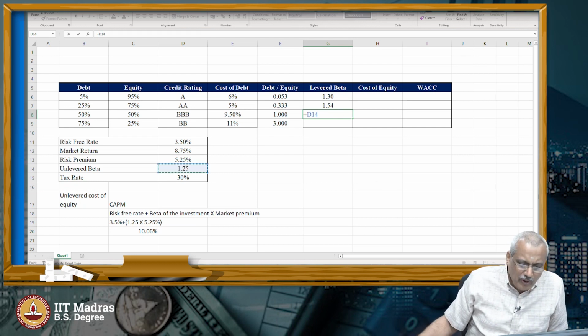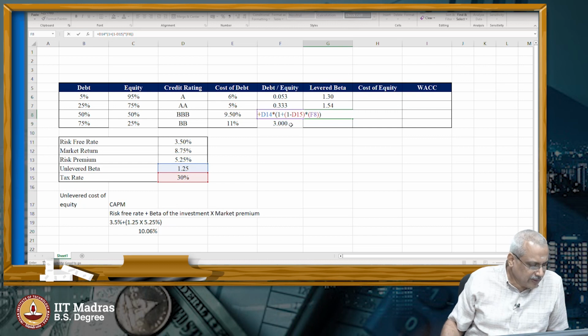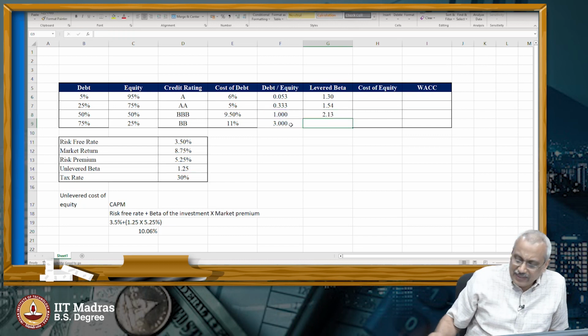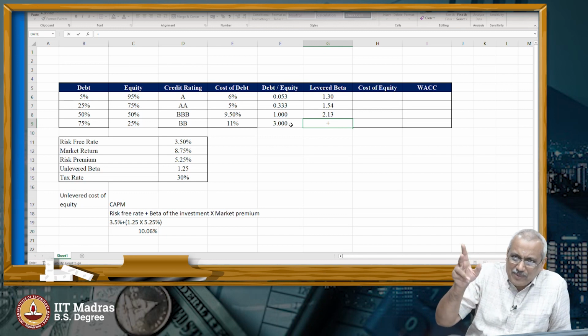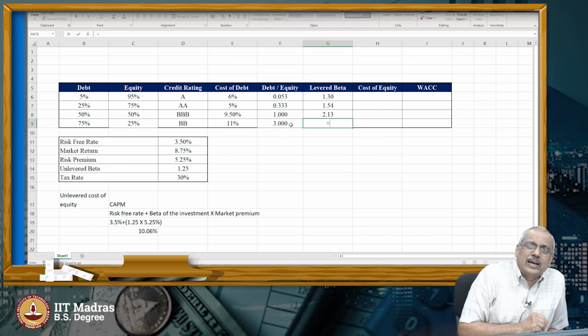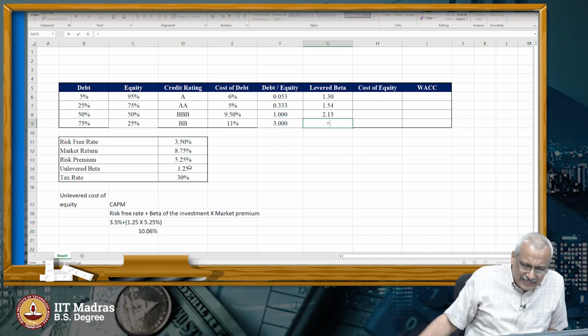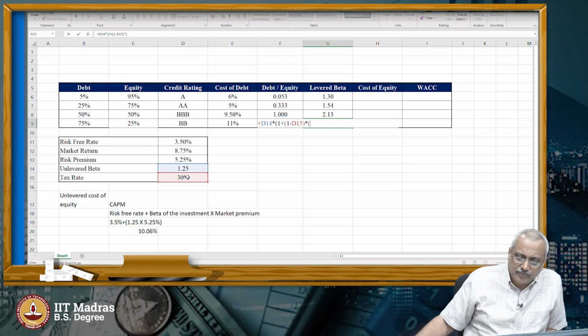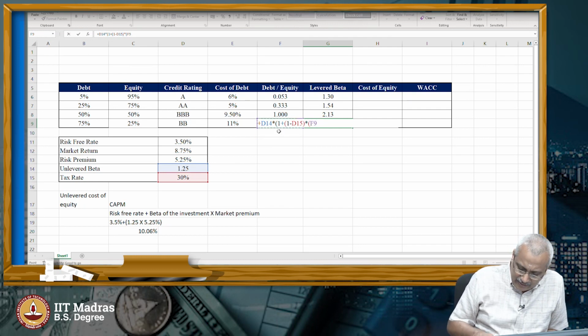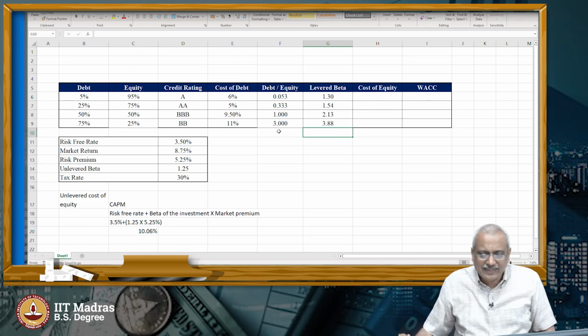I can do it for 50% as well. The moment there is 50% debt, it becomes 1 minus 30% into debt by equity, and that becomes 2.13. As the debt component keeps increasing, the risk of equity holders keeps on increasing. Next I will have the last case, 1 plus 1 minus 30%, my tax rate, into my debt and equity ratio, and you can see it has increased up to 30.88.